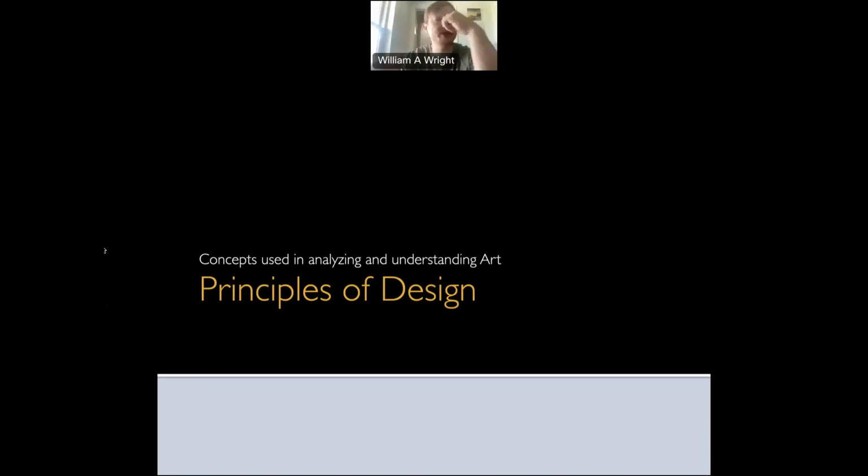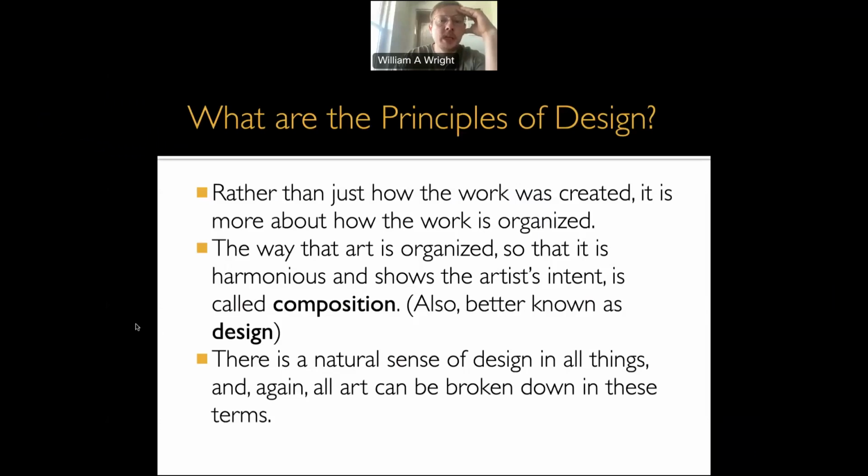Chapter 4 was elements of art. Chapter 5 is principles of design. So while elements are building blocks we use to make art, the principles of design are concepts. They're bigger ideas that we use in analyzing and understanding art. So let's talk about what that is and what is design. Rather than just how the work was created, it is more about how the work is organized. The principles are broader, more organizational concepts.